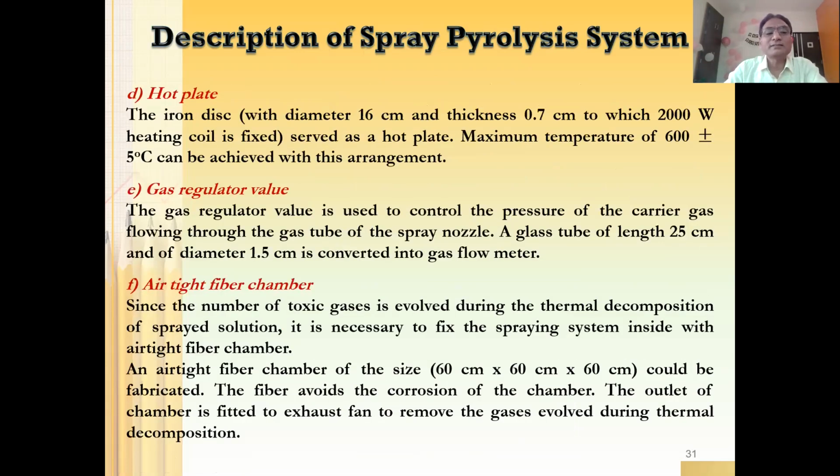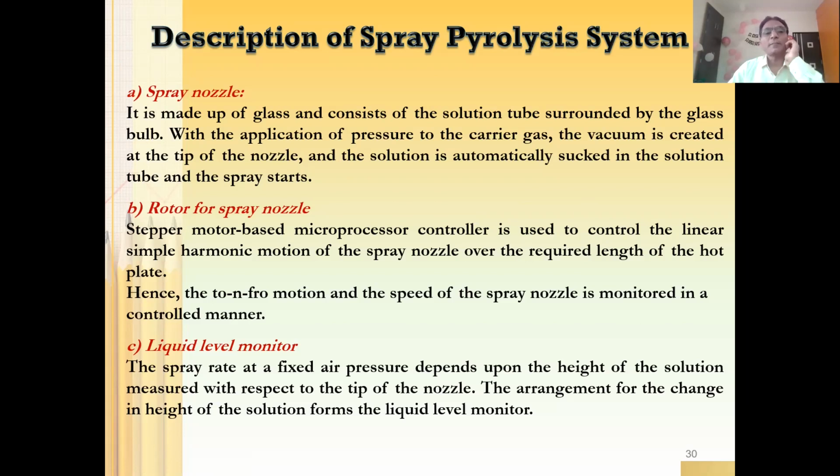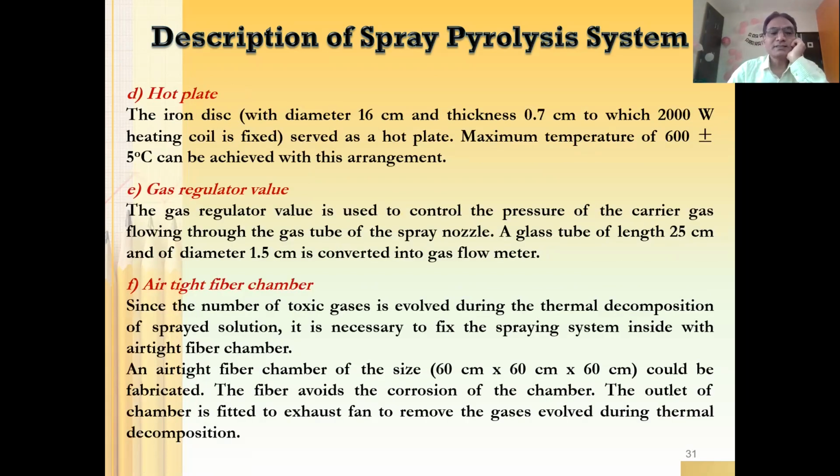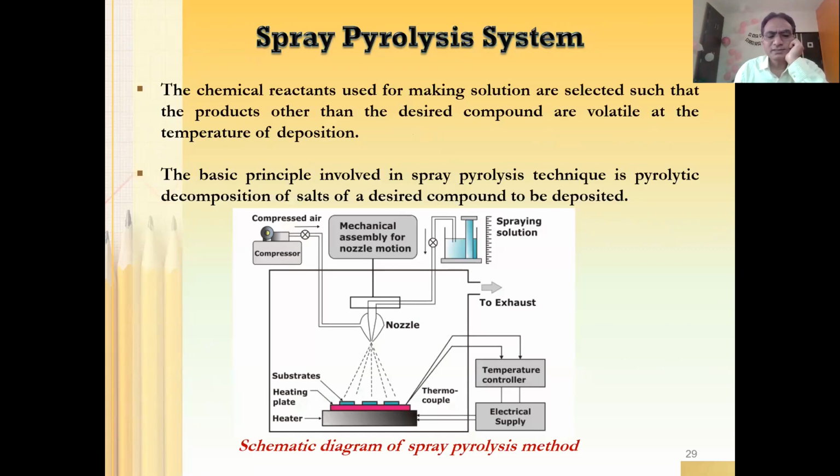Then the hot plate. It has got a hot plate, an iron disc with a certain diameter. This is just an example of one of the equipment that serves as a hot plate. A maximum temperature of 600 plus or minus 5 degrees Celsius can be achieved with this arrangement. What does it mean? It means that this hot plate, this is the hot plate. Okay.